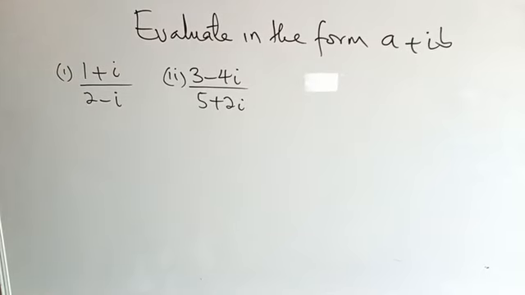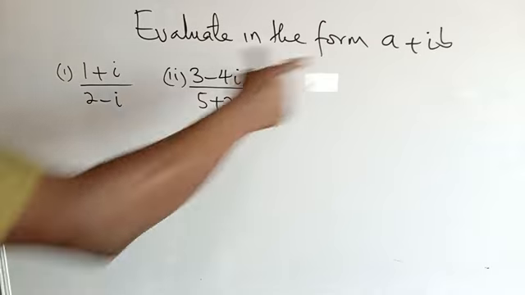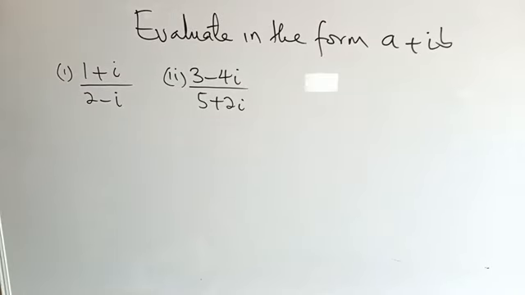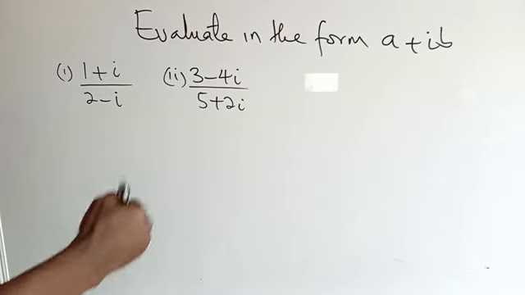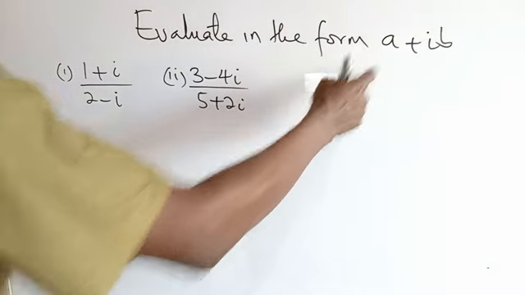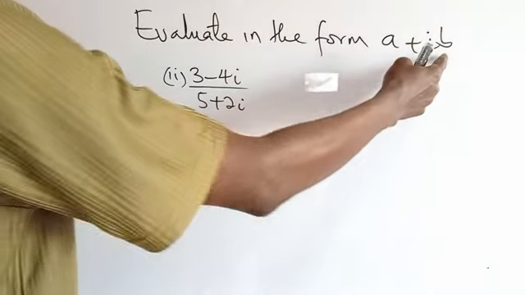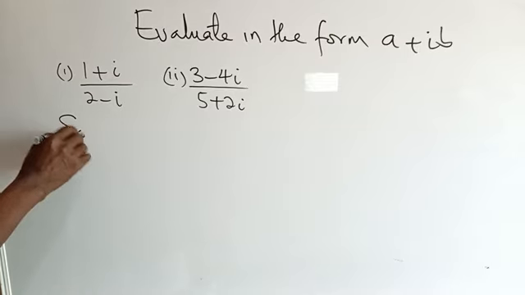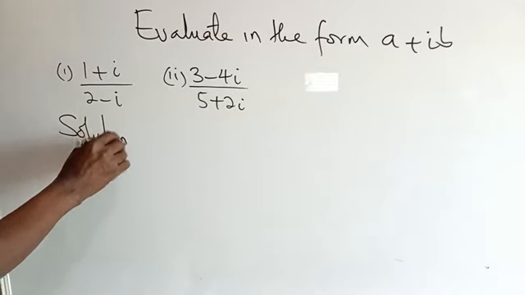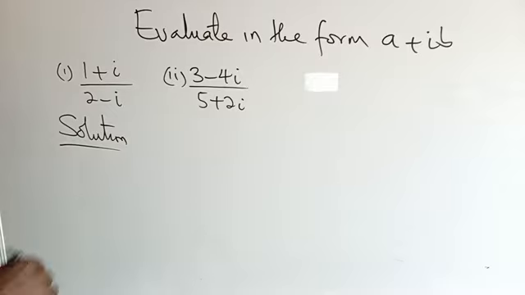Hello, in this video we want to evaluate the following problems in the form a plus ib, that is in the form of complex number, where we have the real part to be a and the imaginary part to be b. Don't forget a and b are real numbers. Okay, now let's go there. Let's solve this. How do we solve this?